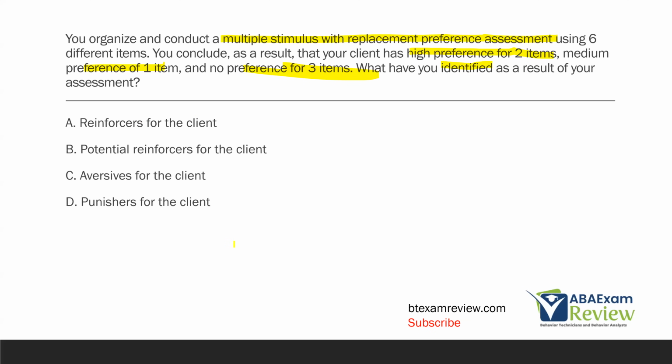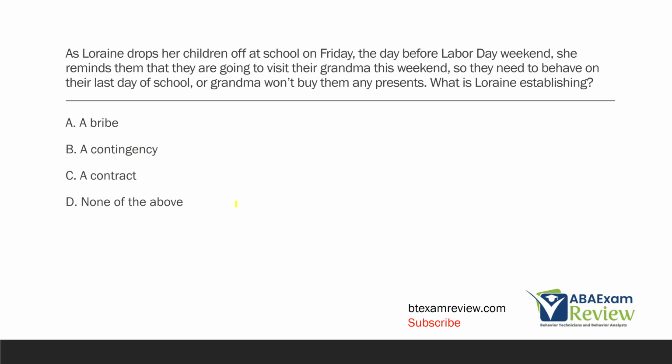And then D, punishers. Well, punishers have the same issue as reinforcers. Before we can know if something's punishing, we need to know, how does it change future behavior? We haven't done anything like that. We've only identified preferences, and the preferences are only considered potential reinforcers for the client. So what have you identified as a result of your assessment? Well, B, potential reinforcers for the client.